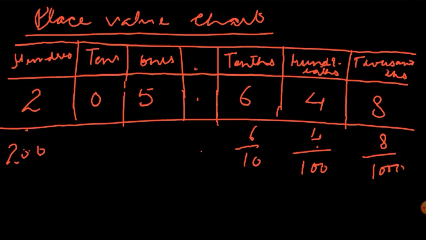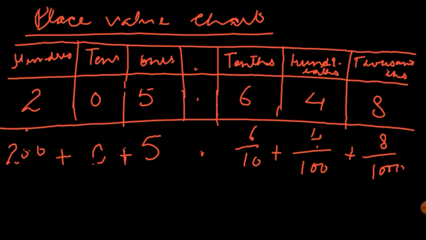The place value of 0 is 0, as it is at the place of tens, and this 5 ones is 5 only. 5 ones are 5. So these are the different place values in a decimal number. So this is 200 plus 0 plus 5 plus point, so this one is the decimal.